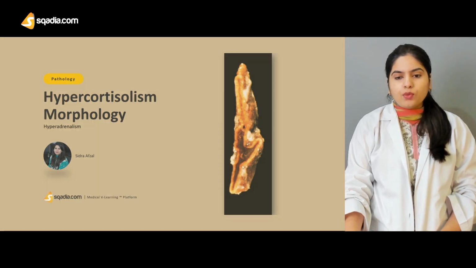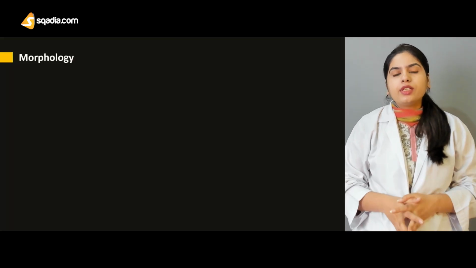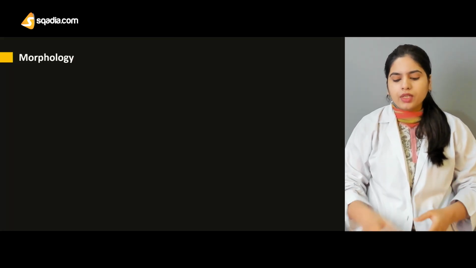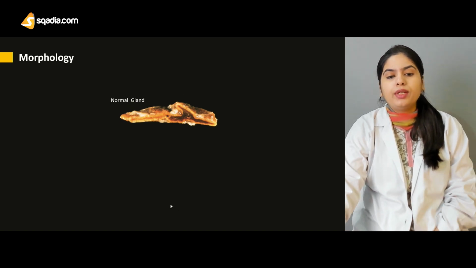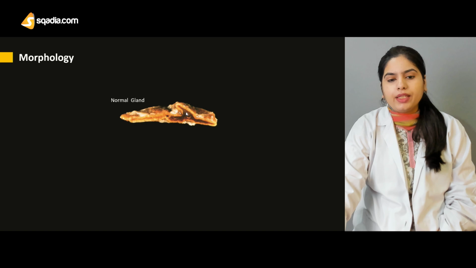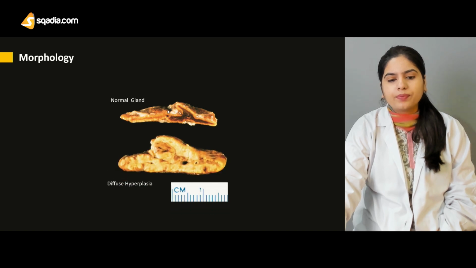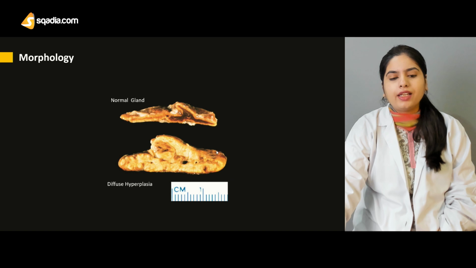Now, let's see what other changes are associated with hypercortisolism. This is the normal gland. You can see the size of the normal adrenal gland. It has some nodular parts, but they are normal, and it has the normal structure and the normal size of the cells. Now, if you look at this diagram, you can see the cells have diffuse hyperplasia.